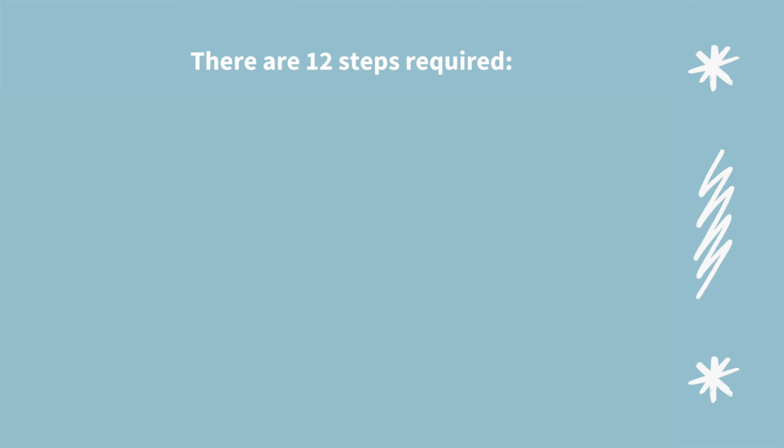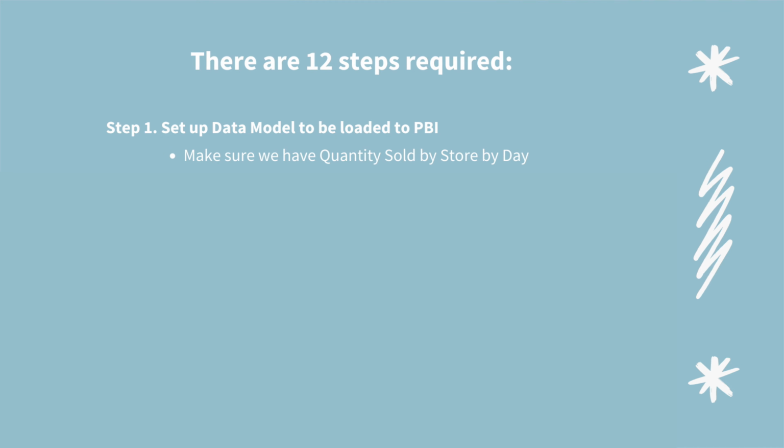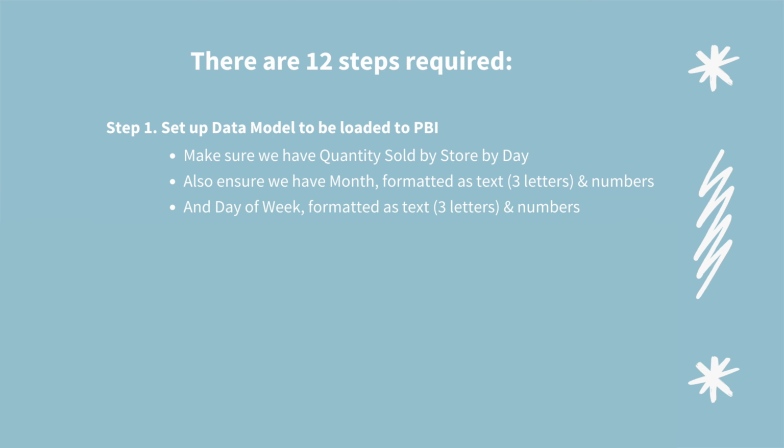There are 12 steps required to recreate this report from scratch. Step 1, set up your data model to be loaded to Power BI. Make sure we have quantity sold by store and by day. Ensure that we have months formatted in 3 letters as well as in numbers, and then day of the week formatted in 3 letters as well as in numbers. Convert the data into a table by pressing Ctrl T, save and close the file.